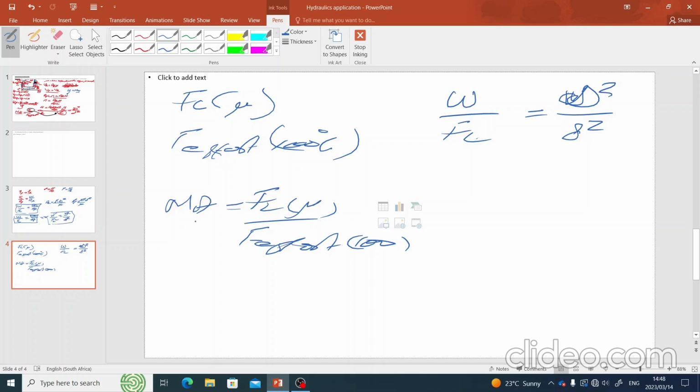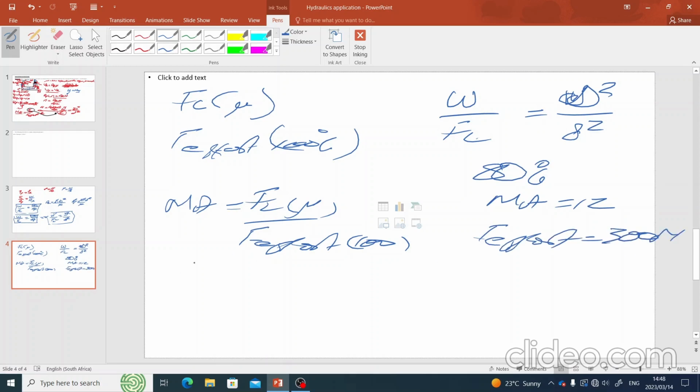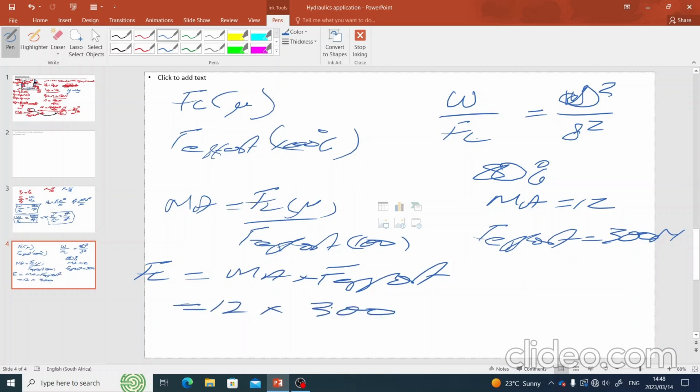Okay, now for instance, if you are given 80% as your efficiency, then you are given the MA as 12, then you are given the F effort as 300 newtons. Now, in making the FL, it will be MA multiplied by F effort. MA is 12 multiplied by 300. When you multiply that, 12 multiplied by 300, then we get 3,600. Now, this force is at 100%. Why? Because F effort is 100%.